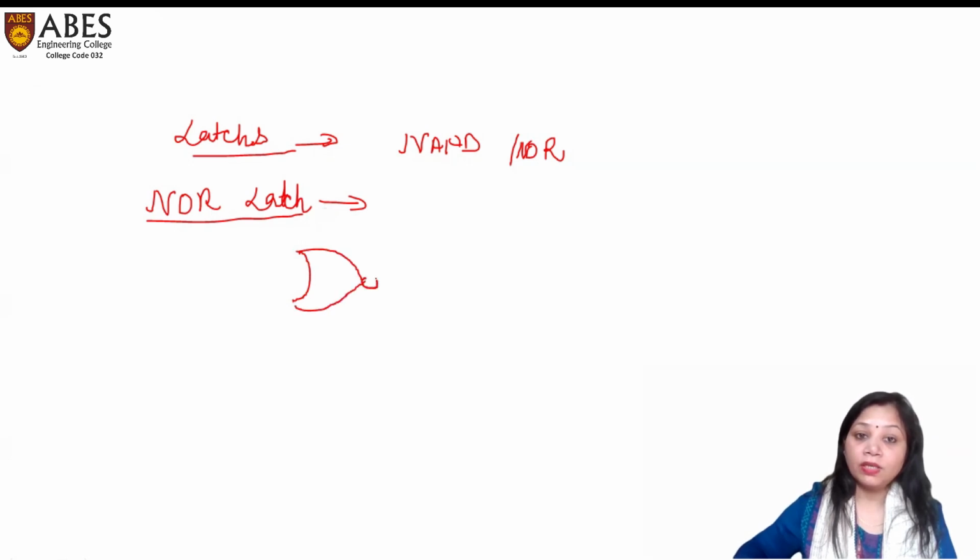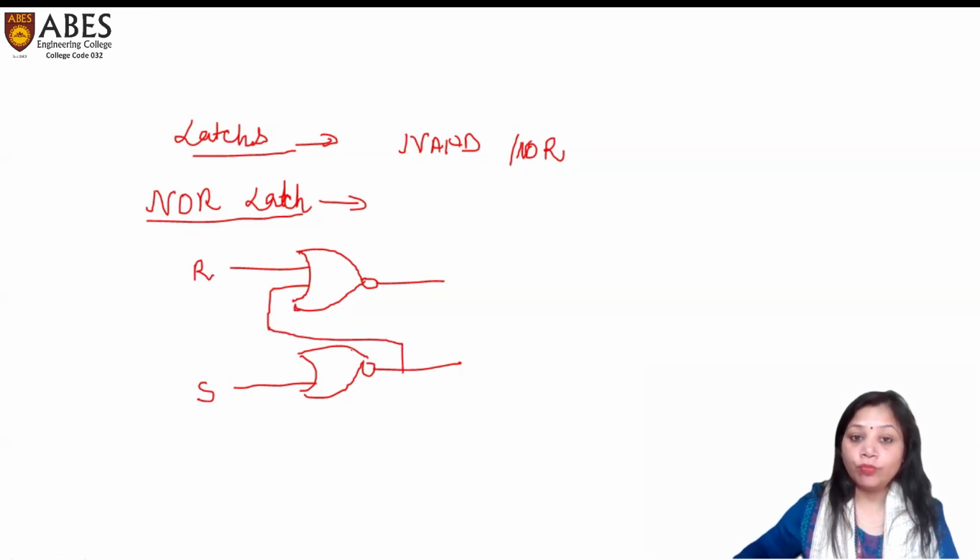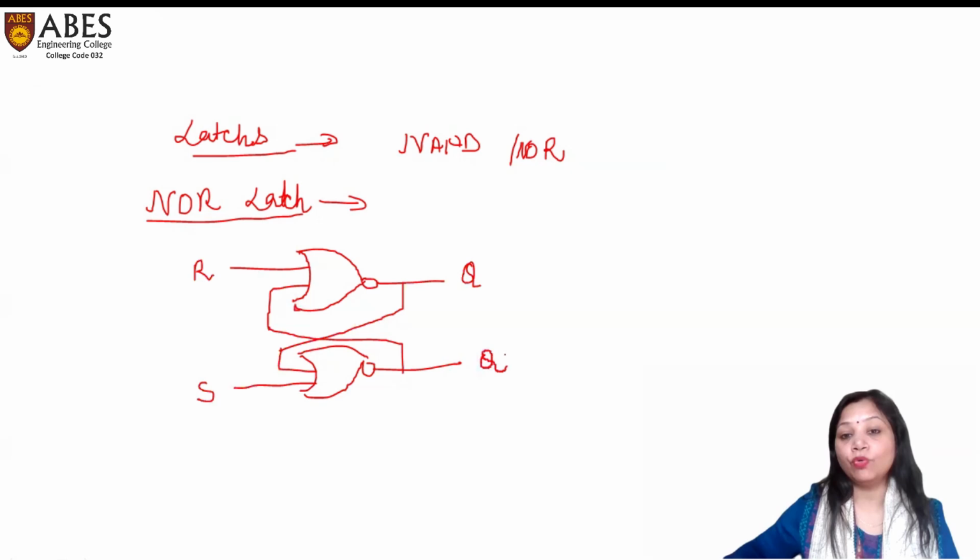So this is the NOR latch. Here we have two inputs. This is R and this is S. Set, reset. And one input of the first NOR gate is connected to the output of the second NOR gate. Same here, the input of this NOR gate is connected to the output of this NOR gate. These are called the outputs Q and Q bar. This is called the NOR latch.